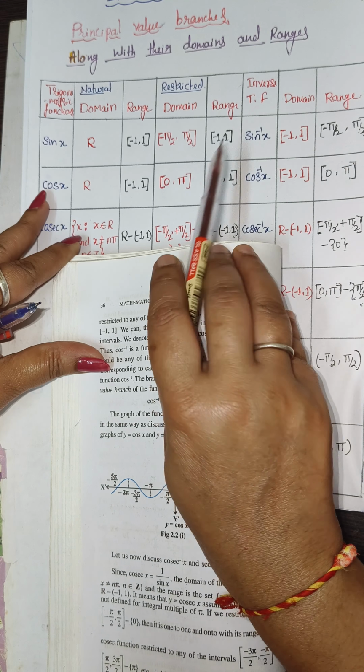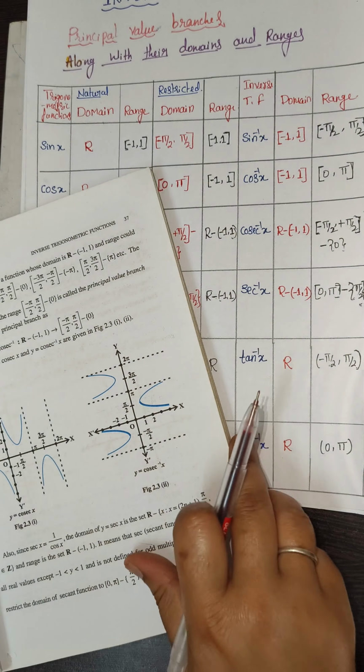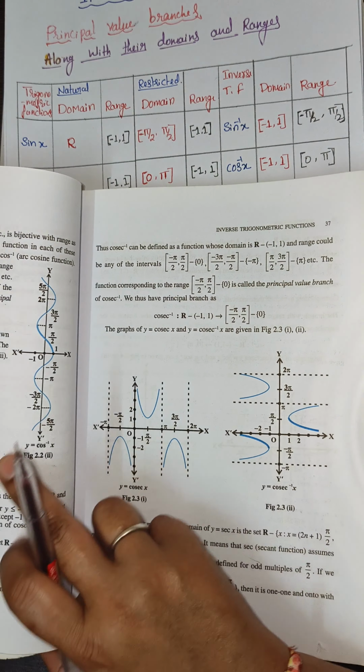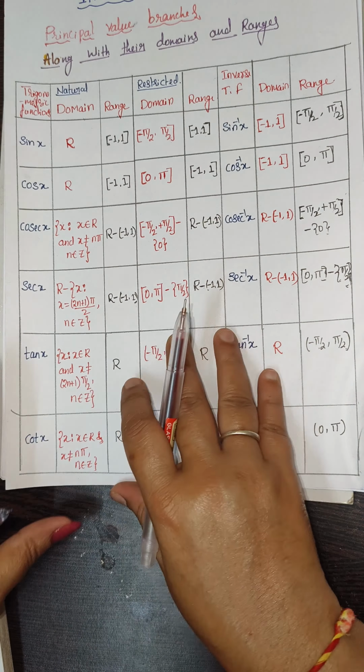Cos inverse x means the range changes to domain, domain changes to range. The cos inverse x graph is here. Just x and y values are interchanged. It will come vertical. The graph looks like a vertical shape. Okay. Next. Hope all of you understood sin x and cos x.